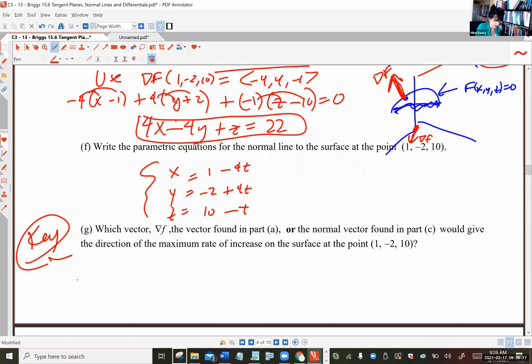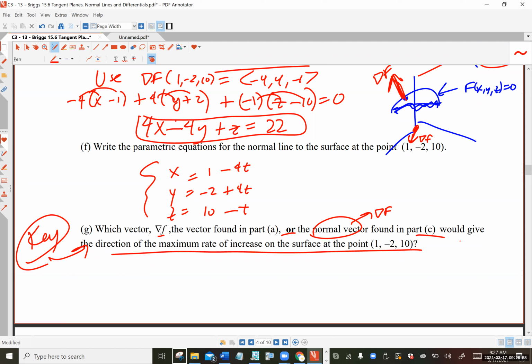Do you understand this? This could be like a true false question, or I could formulate it into some conceptual true false, to see if you're understanding. So which vector, little del f, the vector we found initially in part A, or big del f that you found in part C, would give, if they asked you for it, the direction of the maximum rate of increase on the surface at the point (1, -2, 10)? Isn't it big del F?